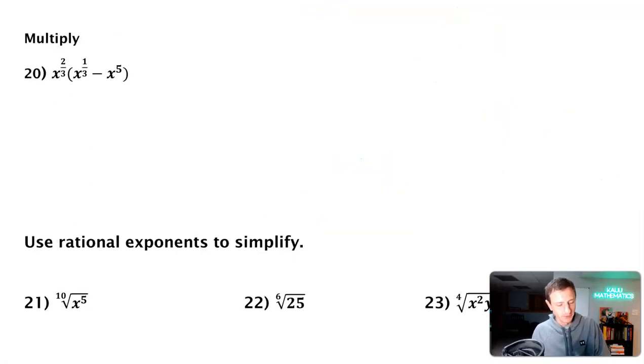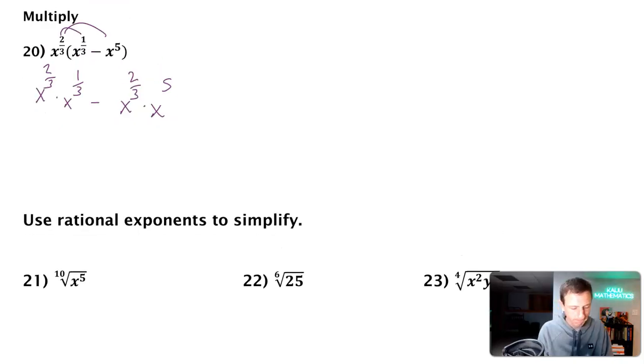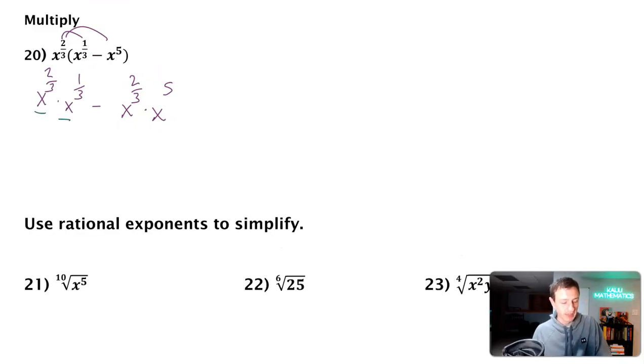So look at number 20, x to the 2/3 times x to the 1/3 minus x to the 5th. So we're multiplying, so we have to distribute x to the 2/3. So I'm doing x to the 2/3 times x to the 1/3 minus x to the 2/3 times x to the 5th. When I'm multiplying by the same base, I add the exponents. So this is going to be 2 plus 1, which is 3. 3 over 3 is 1. So x to the 2/3 times x to the 1/3 comes out to be x to the 3 over 3, because the same denominator of 3. 2 plus 1 is 3. 3 over 3 is 1.